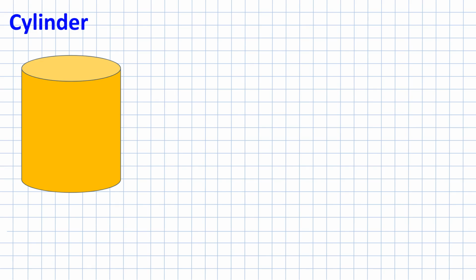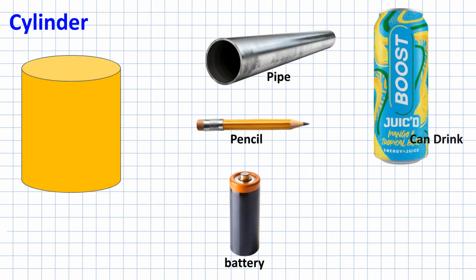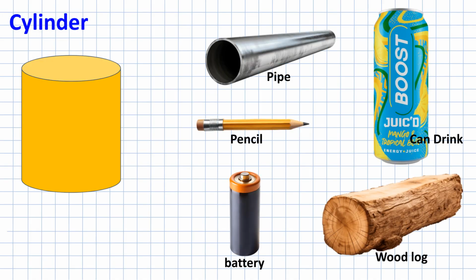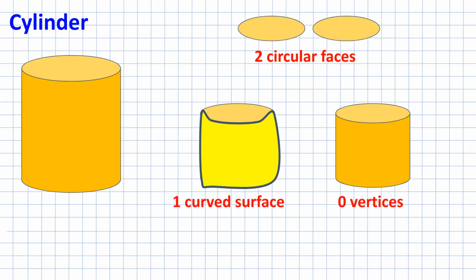Next, we have the cylinder, a shape with curved surfaces. Objects like pipes, pencils, batteries, cans, and wood logs are all examples of cylinders in the real world. A cylinder has 2 circular faces, 1 curved surface, and 0 vertices.